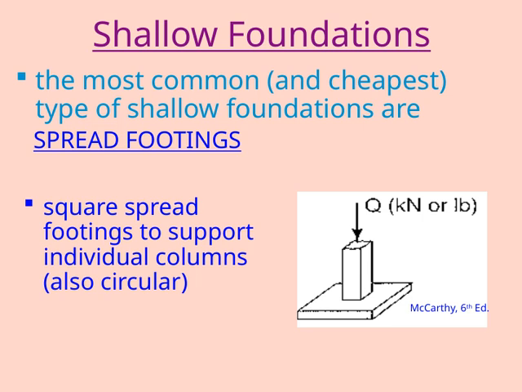Among these, the most straightforward and economical are spread footings. These are typically square in shape, designed to support individual columns, but they can also be circular if needed. The idea is to spread the load from the column over a larger area of soil, helping to prevent settlement. This approach is quite practical and widely used because it balances simplicity with effectiveness, making it ideal for many building types.